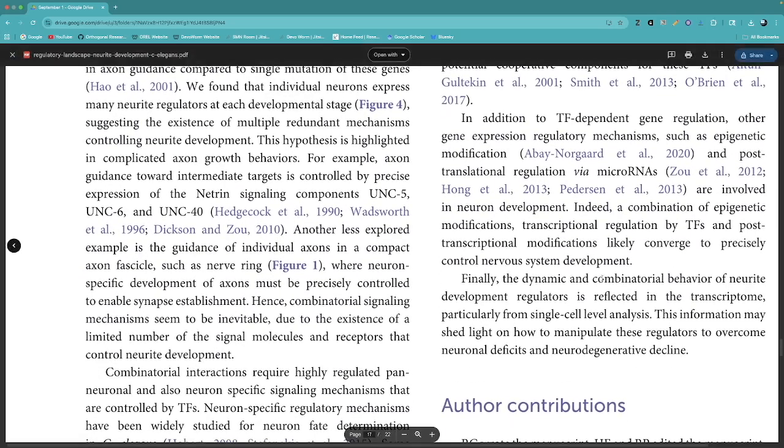So finally, the dynamic and combinatorial behavior of neurite development regulators is reflected in the transcriptome, particularly from single-cell level analysis. This information may shed light on how to manipulate these regulators to overcome neuronal deficits and neurodegenerative decline.